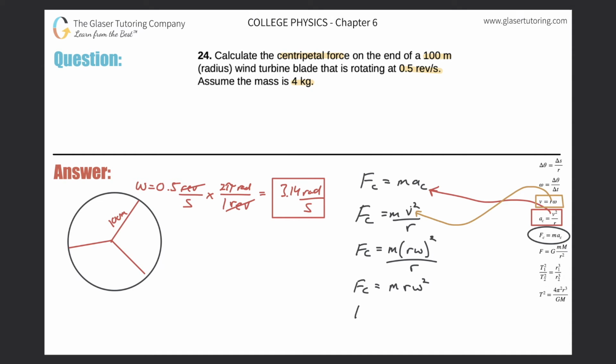Not a big deal. So now here, let's plug in. We know all of this now. We know the mass. They told us it's 4 kilograms. We know the radius. They told us it's 100 meters. And we also know the angular speed here. It's 3.14. We did our conversion. Square that, and guess what? Just plug it in. 4 times 100 times 3.14 squared. And what do we get? We get a value of about 3.9.